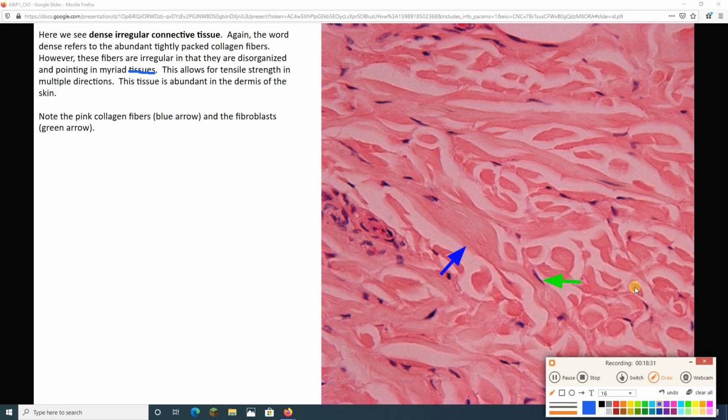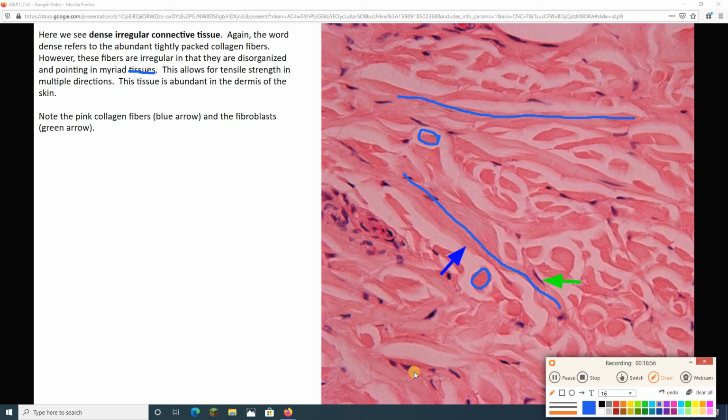Check out how some of my collagen fibers look like ovals or circles. That's because they were cut in cross-section, transversely. And some other ones are going more diagonal or more horizontal. That's because they're cut longitudinally, just like you did with the tube in lab number 1.